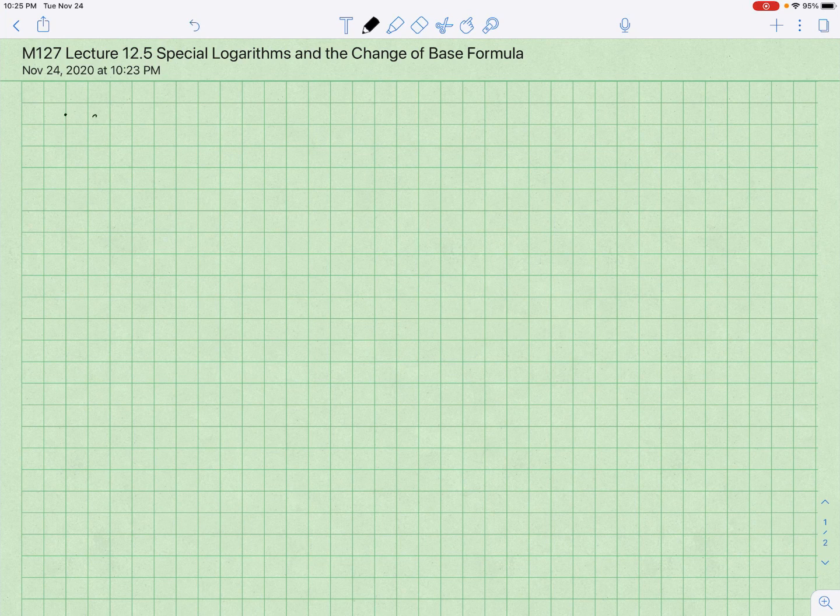So, the common logarithm is known as the base 10 logarithm, which is log base 10 of x. Now, when we use log base 10 of x, we actually don't write the base. So that's why this one's special. When we just write log, we mean base 10.